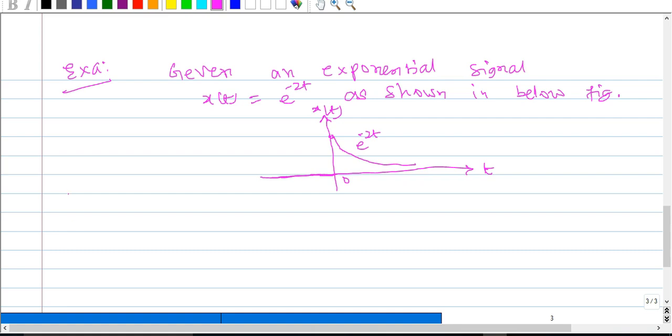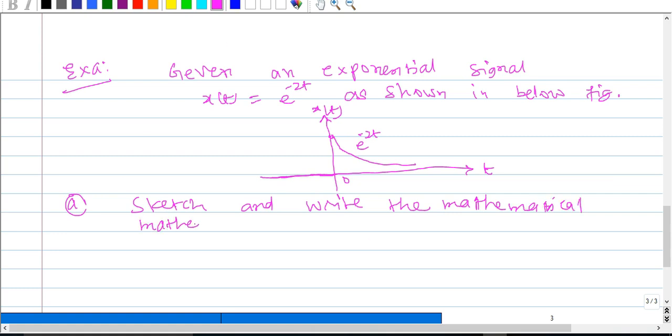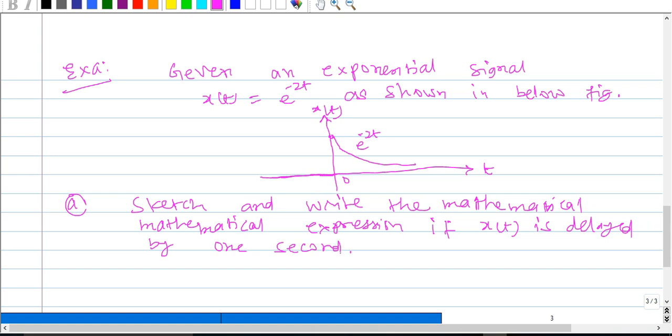Now we are asked to first sketch and write the mathematical expression if x of t is delayed by 1 second.